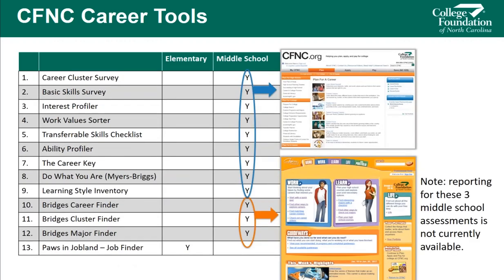I added this graphic specifically for middle school just to highlight how you would access those assessments. We'll be looking at this in more detail later, but you'll see assessments 1 through 9 available through the Plan for Career section on the main CFNC.org site, and assessments 10 through 12 available through the Choices Explorer.